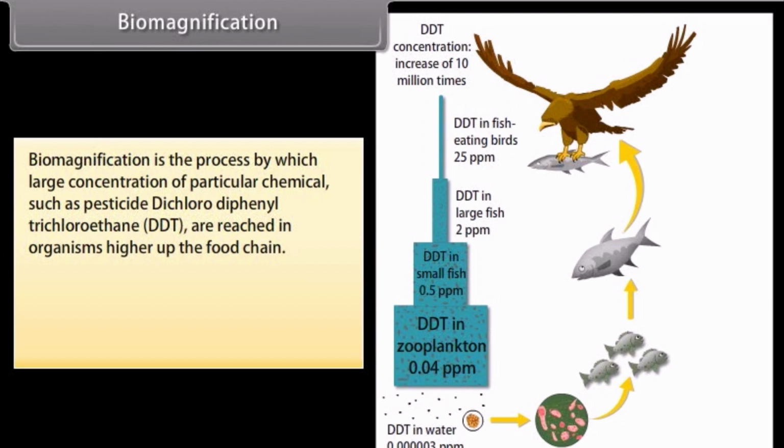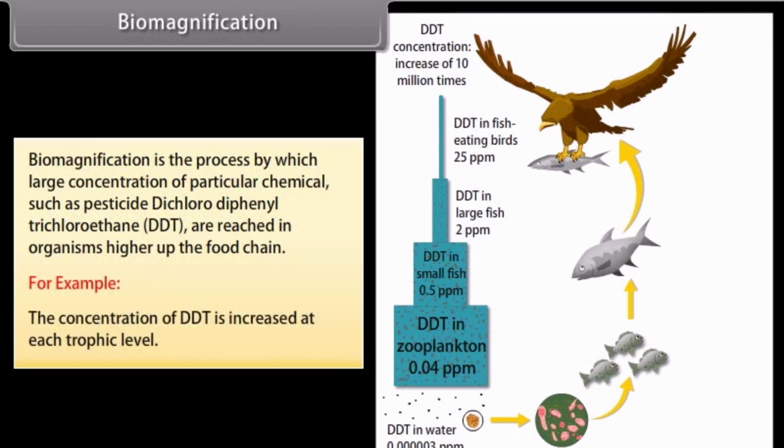Biomagnification. Biomagnification is the process by which large concentrations of a particular chemical such as the pesticide dichloro-diphenyl trichloroethane are reached in organisms higher up the food chain. For example, the concentration of DDT is increased at each trophic level as shown in the diagram.